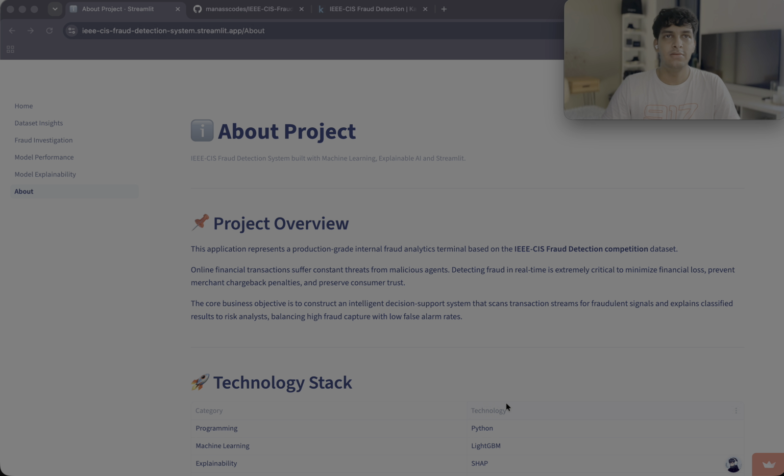Hello everyone, myself Manas, and today I would like to showcase to you all my new ML engineering project which I have created during this month. It is an end-to-end fraud detection system which I have built using the IEEE-CIS Fraud Detection dataset, which is available on Kaggle. The main aim is to learn by building.